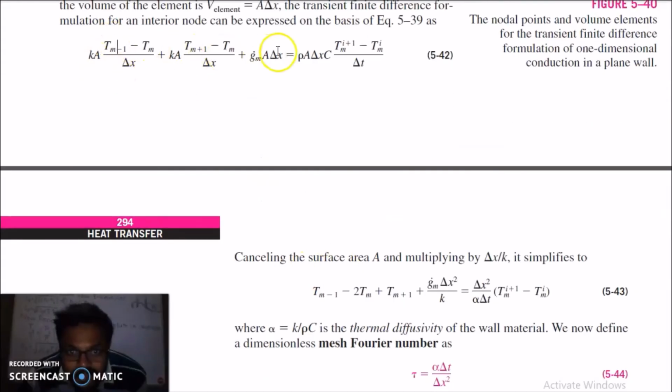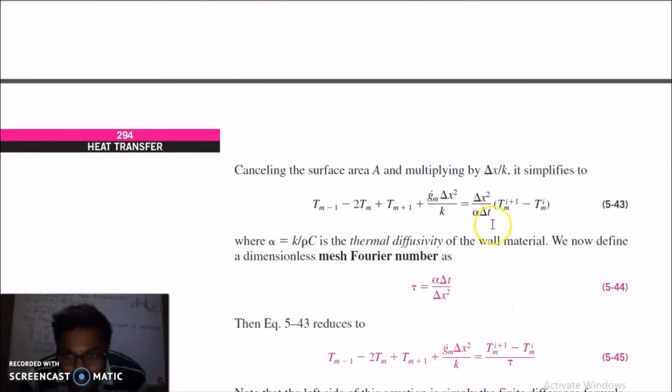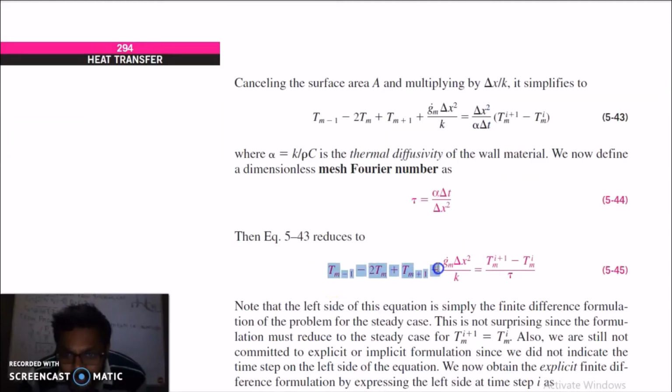So cancel the surface area, which is common, and multiply by Δx over k. You will get this equation here. Now this term we have already used. It is called the Fourier number. You can replace this with the Fourier number, and you will get this equation.